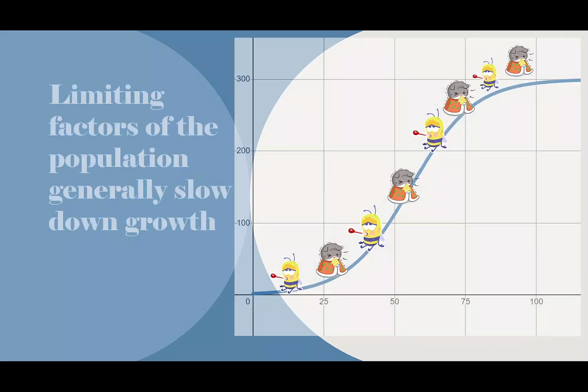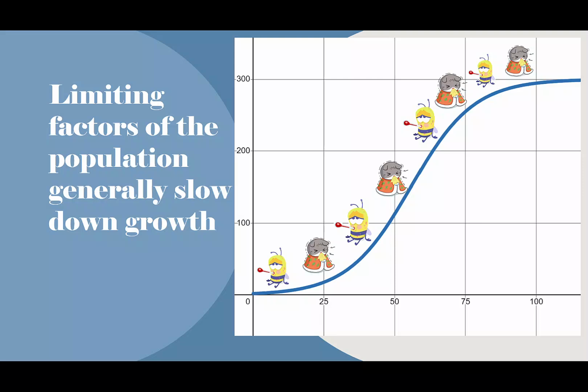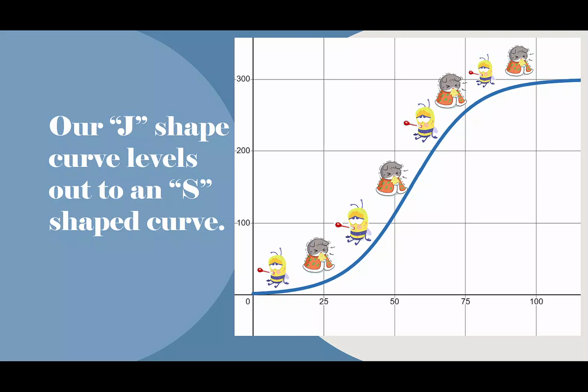But in reality, there are limiting factors of the population that generally slow down the growth. This means the spread of the virus is very quick at the beginning, but over time, the rate of growth will slow. Our J-shaped curve levels out to an S-shaped curve, which we call a logistic growth model.